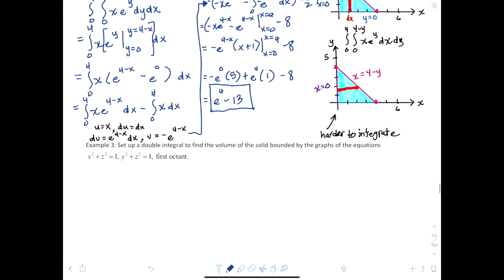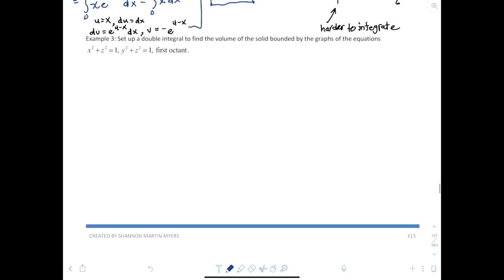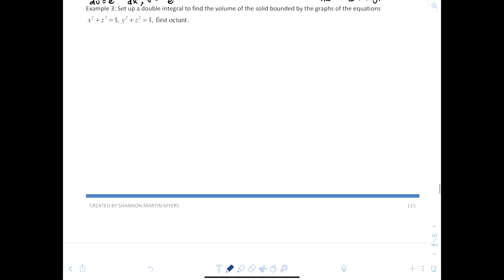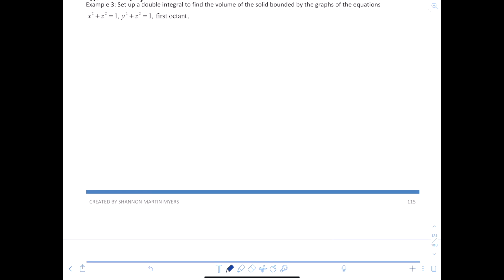Okay, so next up, we have to set up a double integral to find the volume of the solid bounded by the graphs of the equations x squared plus z squared is 1, y squared plus z squared is 1, and this is in the first octant. So in the first octant, x, y, and z are all positive, right? They're all greater than or equal to 0. So basically, let's just check out what we have.